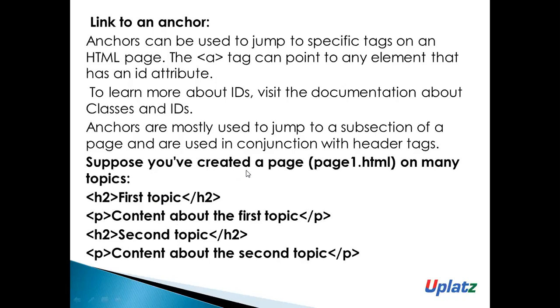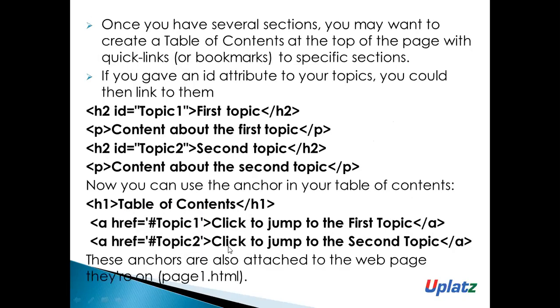Suppose you create a page on many topics. So H2, P tag, first topic, content about the first topic, second topic, content about the second topic. So once you have created several topics, you can create a table of contents at the top of the page with a bookmark to a specific section. If you have given an ID attribute to your topic, you could then link to it. So H2, this is my ID attribute, and I've created a P tag.